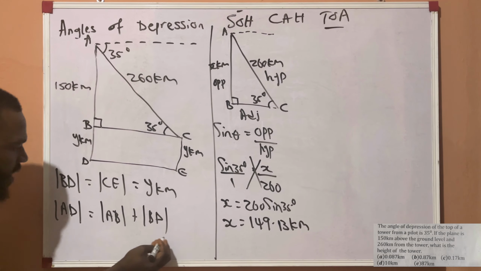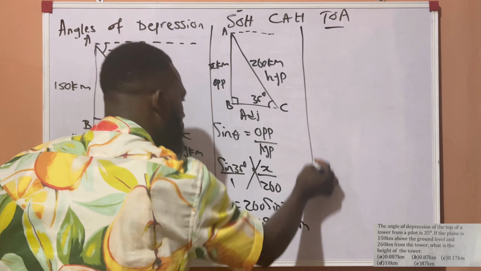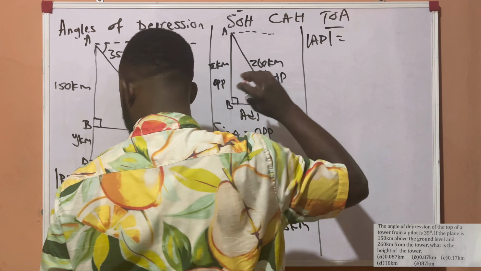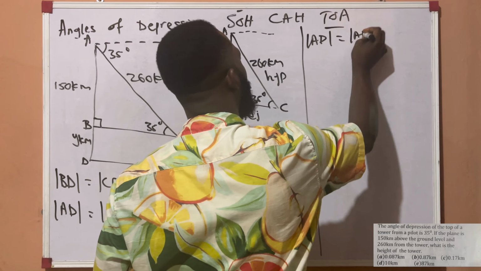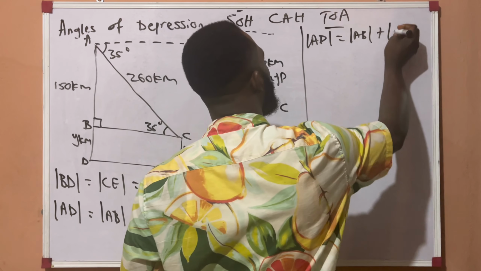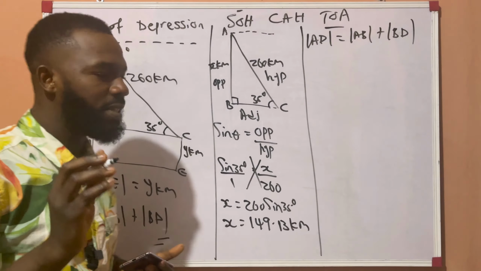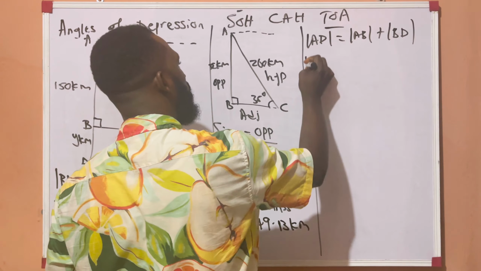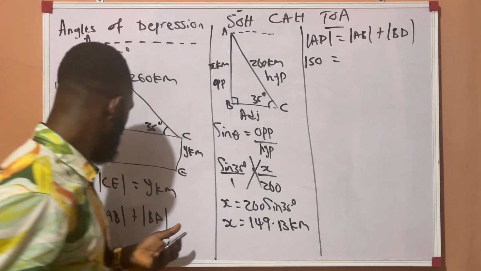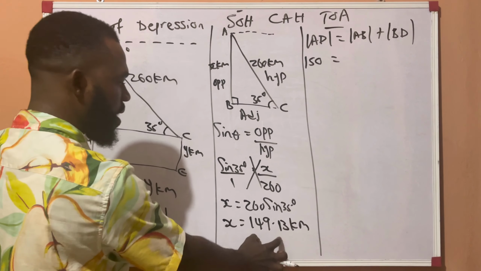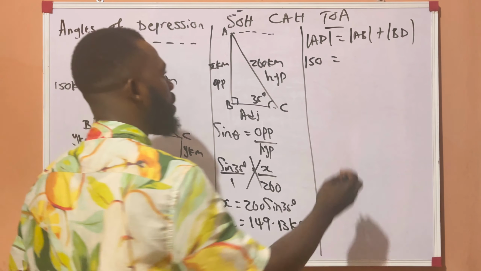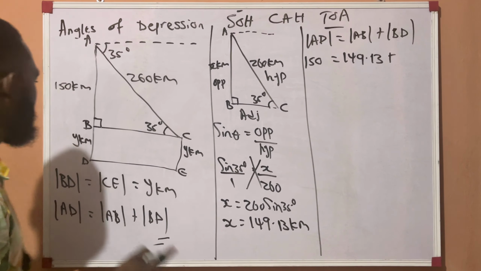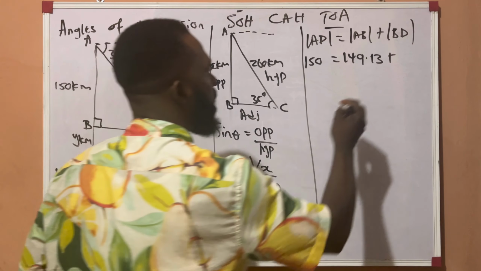Now, from this point, line AD is equal to line AB plus line BD. It simply means line AD is 150 kilometers, the total height. 150 is equal to line AB, which is x. And what is x? 149.13. So here becomes 149.13 plus, now what's our BD? BD here is y.